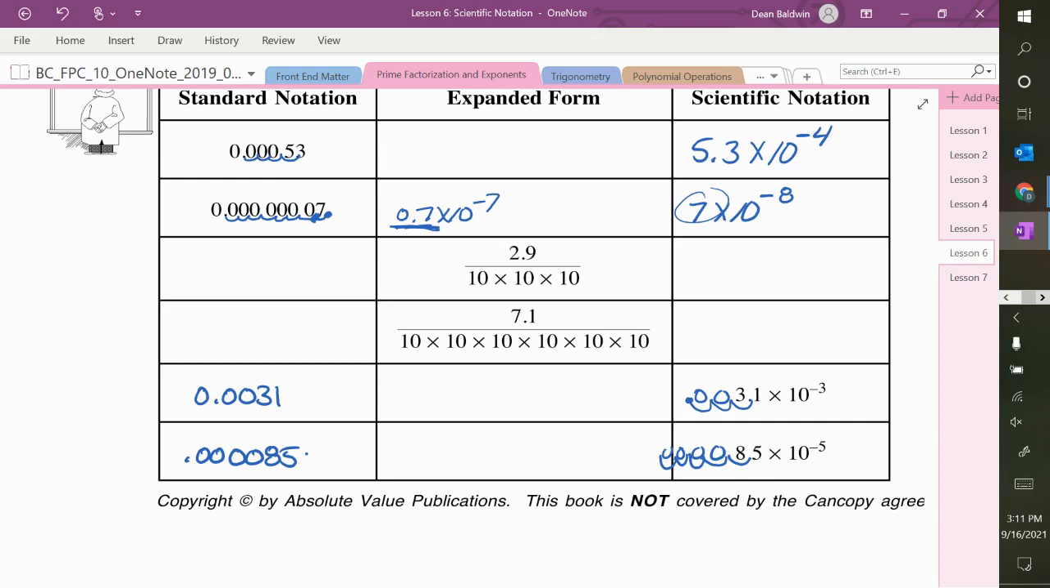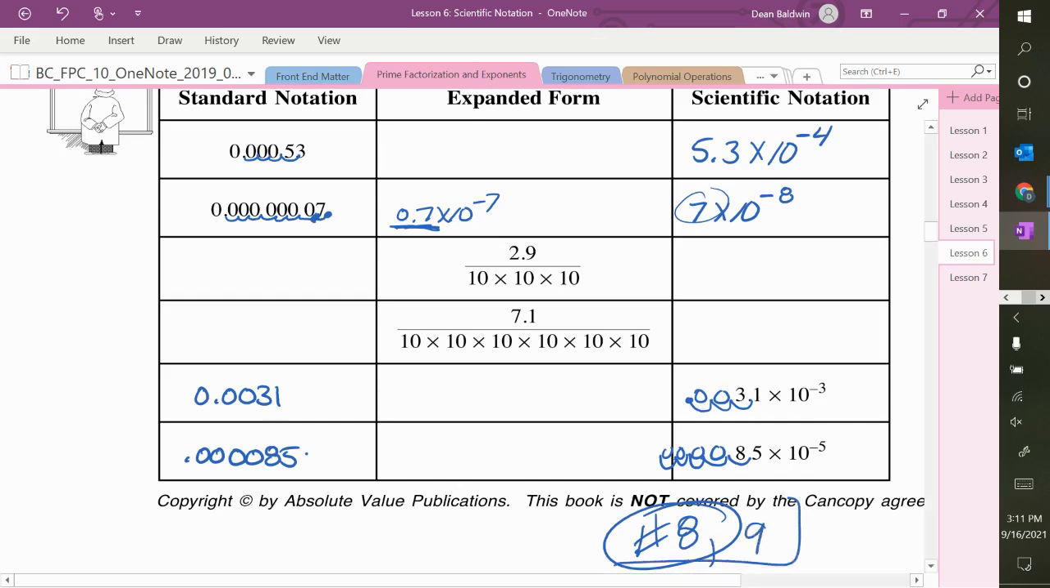Okay. I would like you to do number 8, please. 8 and 9. Sorry, 8 and 9.